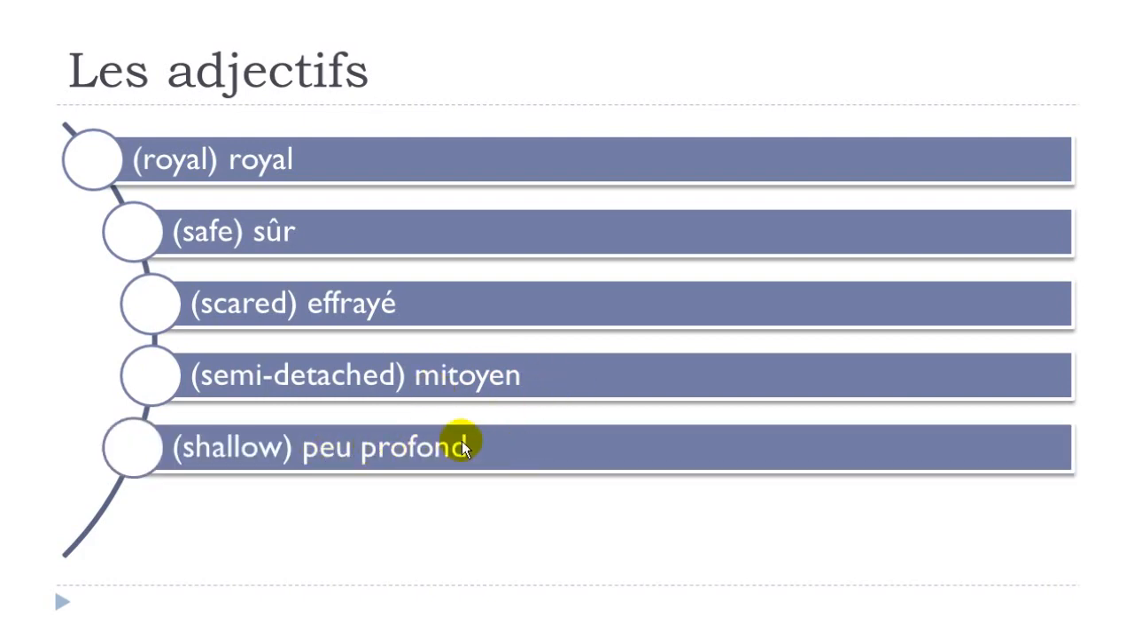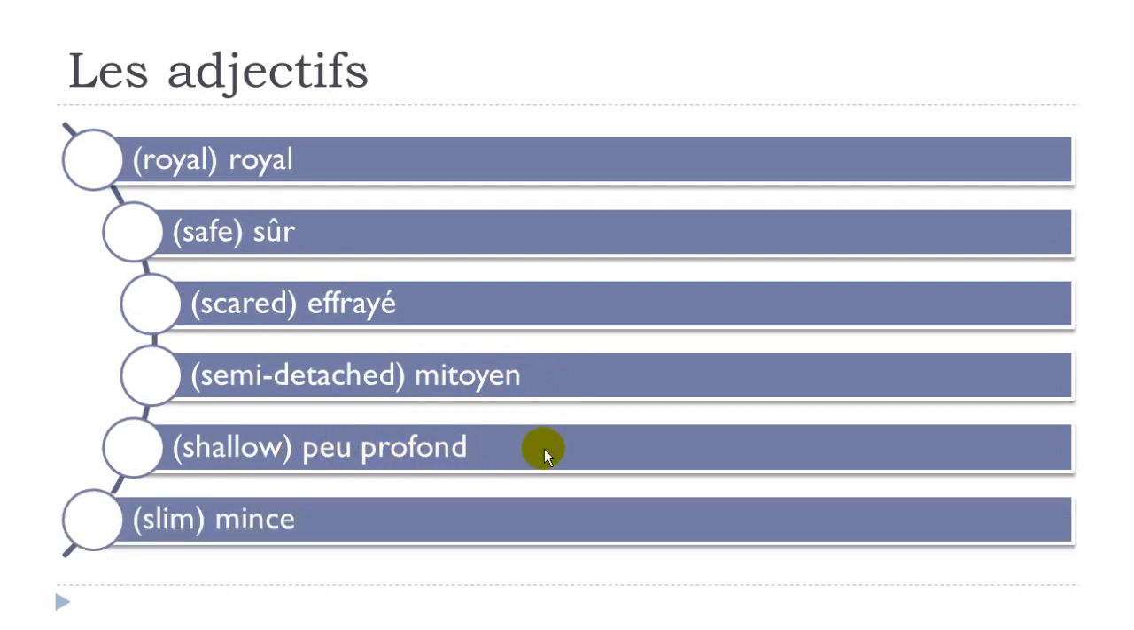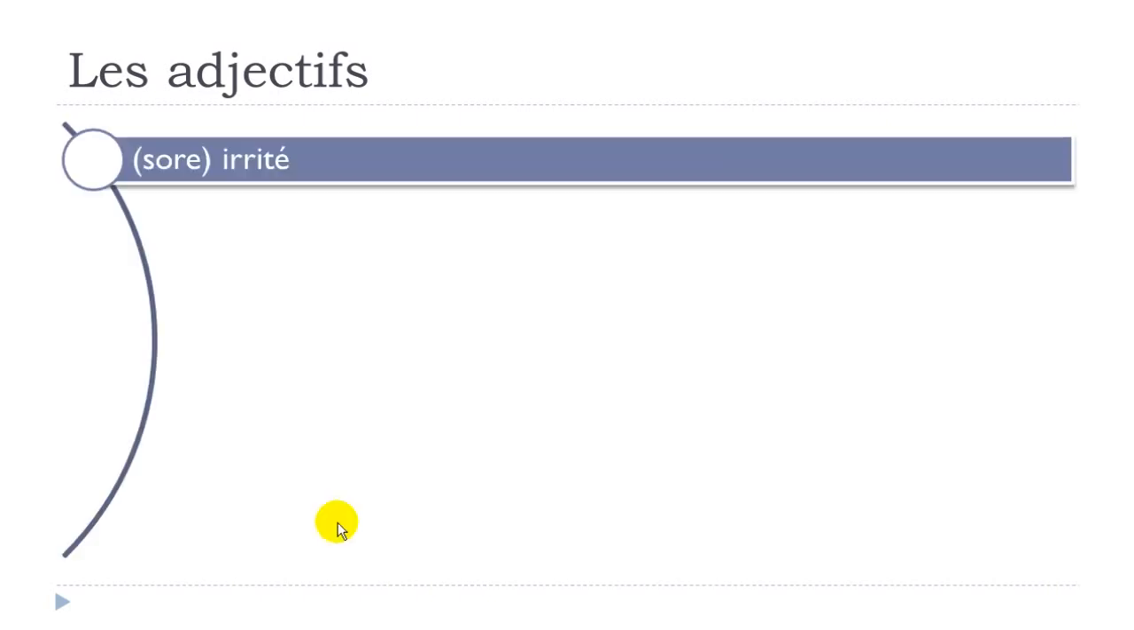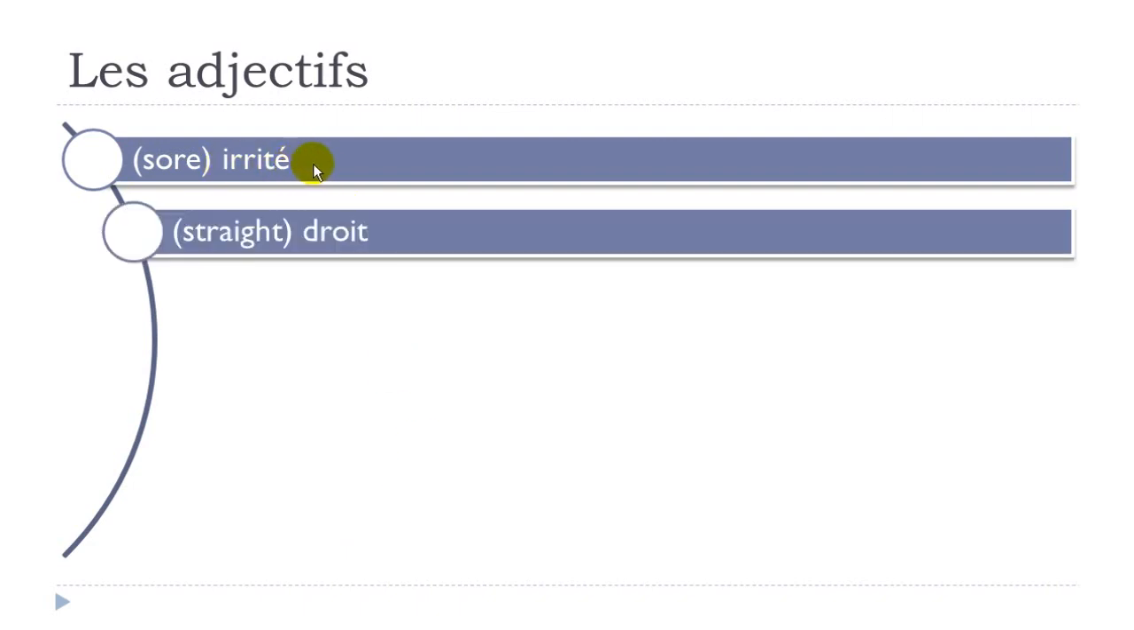Peu profond. Final D not pronounced. Peu profond. Mince. Okay, mince. Irrité. Droit. So final T not pronounced.